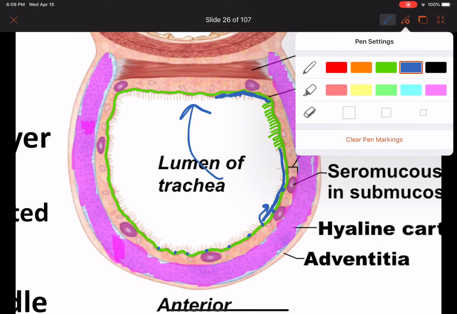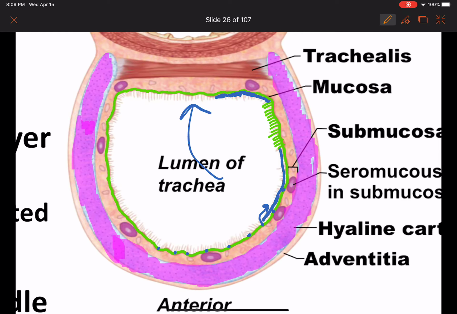So I'm going to highlight this submucosal layer for you now in orange. So this is this connective tissue layer, the foundation upon which the mucosa sits, and you can see intermixed within this layer we find these purple seromucous glands which have little ducts which eventually empty out onto the surface of the mucosa.